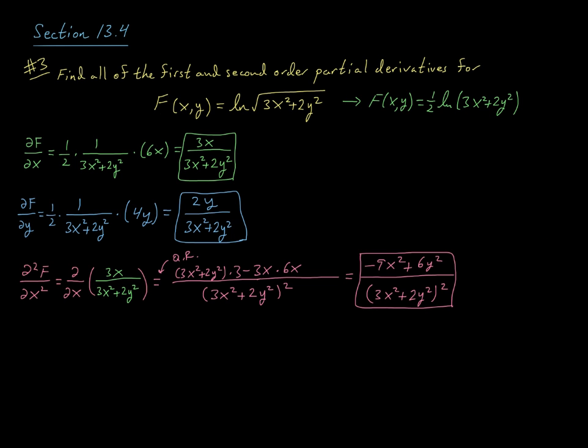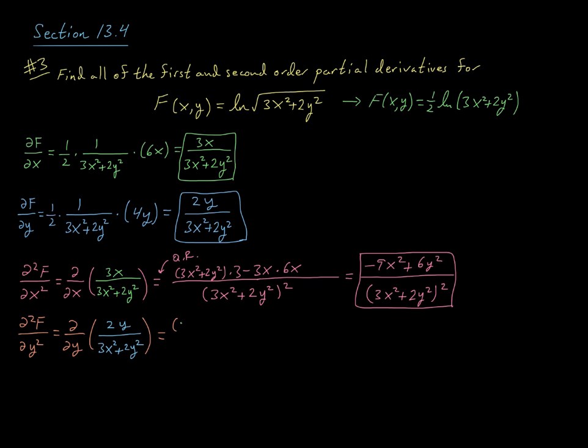Next up, we can do the y derivative. Pretty similar to the x derivative. So this is the y derivative of f, which we computed up here to be 2y over 3x squared plus 2y squared. And so when we do that, again, I'm going to need to use the quotient rule because I have a y in the numerator and denominator.